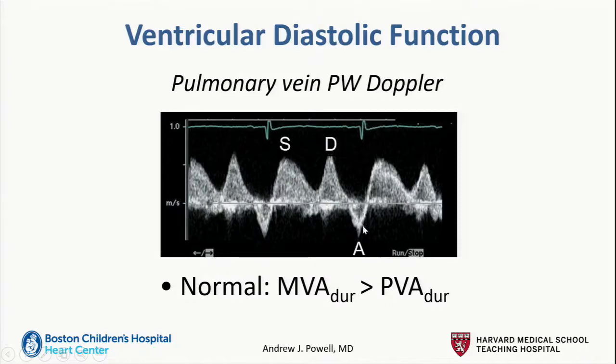People will sometimes look at this A wave, particularly its duration, so it would be its width, since we're looking at time along this axis, to gain some insights into diastolic dysfunction. But normally, the duration of the mitral valve A wave should be longer than the pulmonary vein A wave, so you shouldn't have a very long or prolonged pulmonary vein A wave.